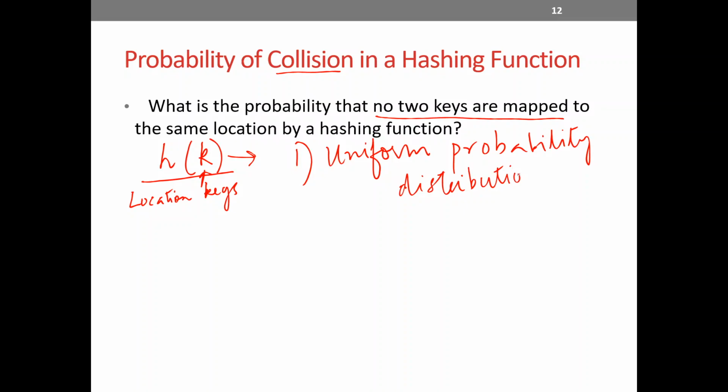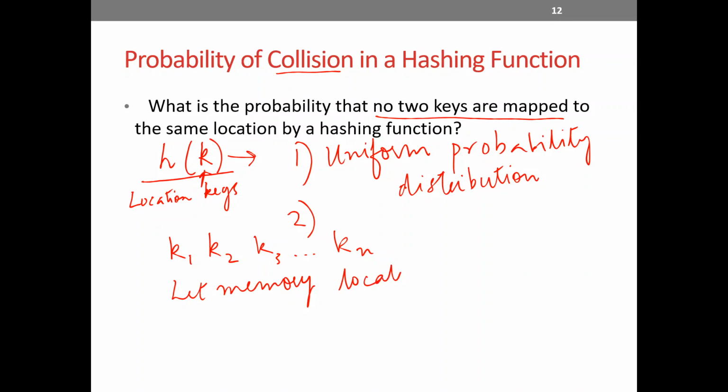The second one is that keys are selected uniformly as well. So let's say there are keys K1, K2, K3, and so on up to Kn. Either one of them could be selected, and that selection is also uniform. Okay, so let's think about all the memory locations that are available to us. Let the memory locations available to us be equal to m. So I have m locations available.